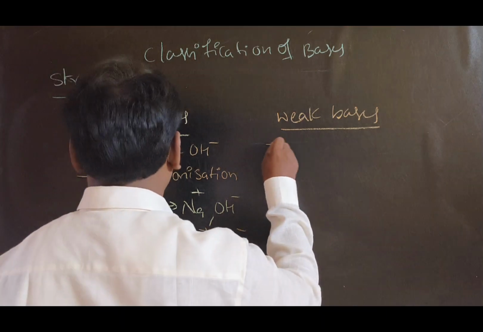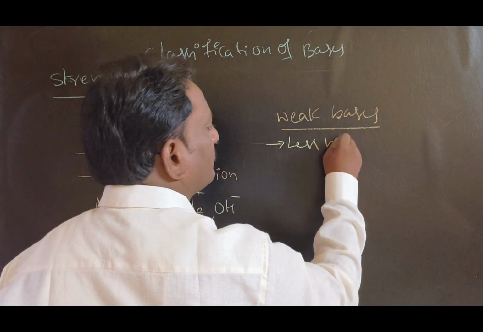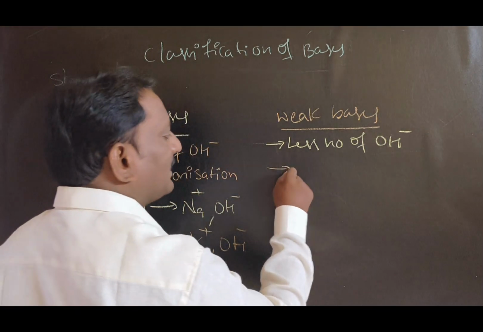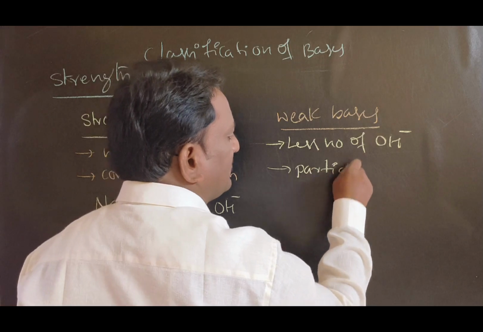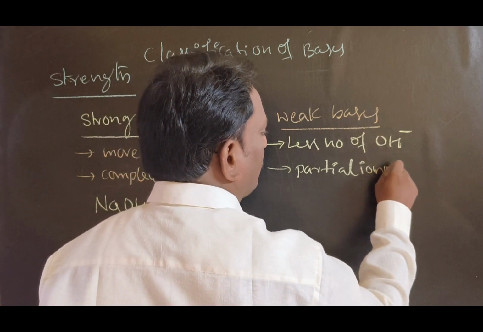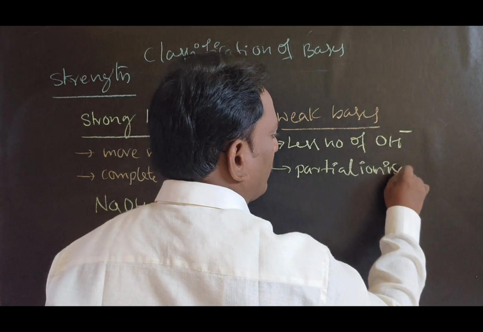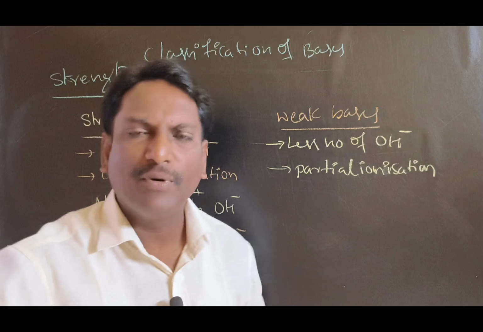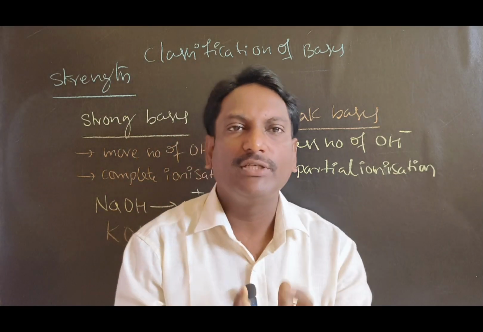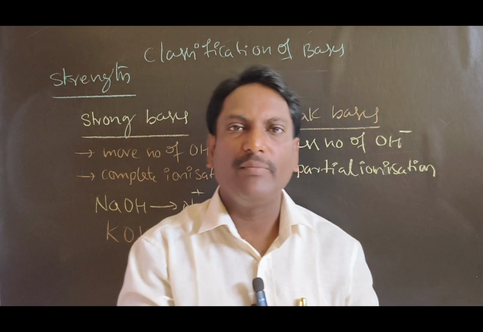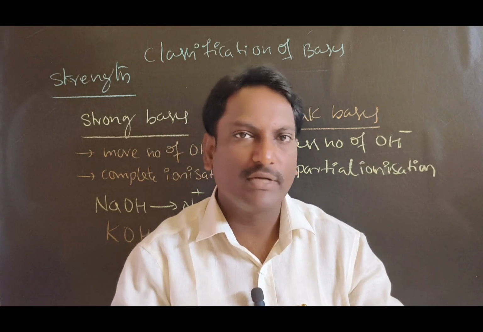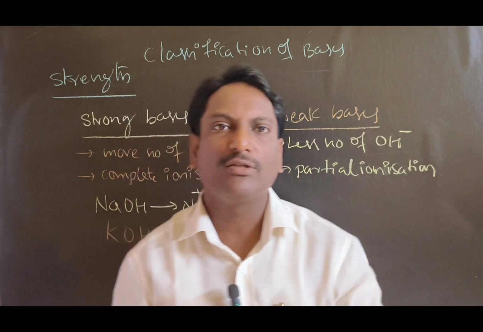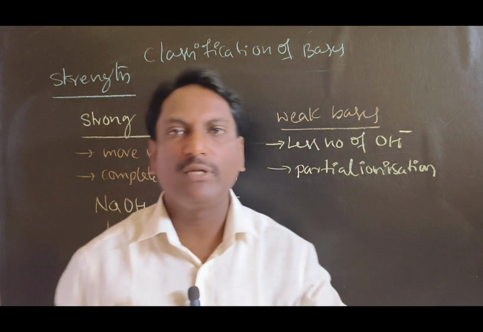Weak bases means they produce very less number of OH minus ions in water on partial ionization. Partial ionization means not complete ionization. They partially ionize. That means let us assume if you add 10 molecules of weak bases in water, one molecule is ready to split, one molecule splits up into ions, and the second molecule also splits up into ions, followed by the third and fourth up to 10 molecules.